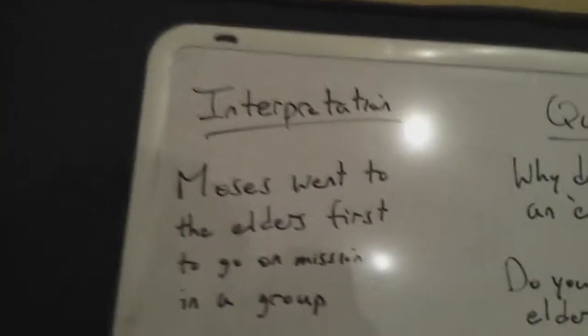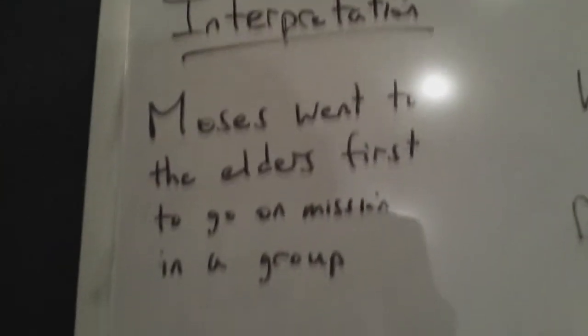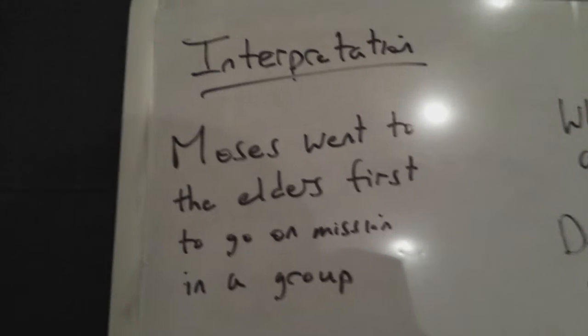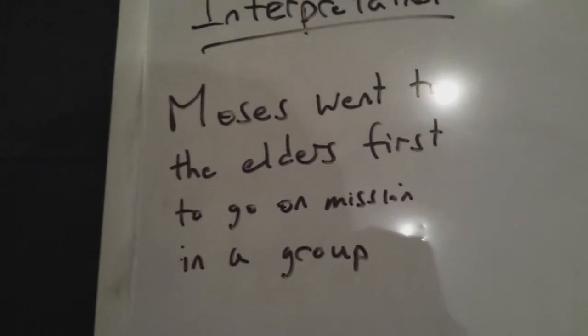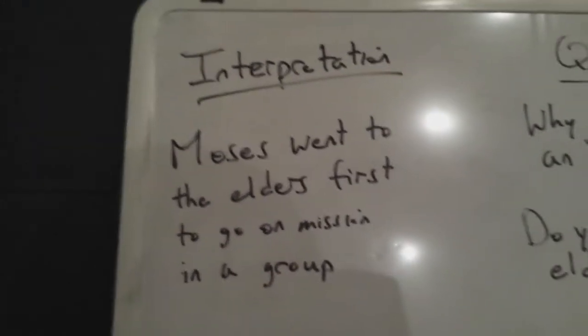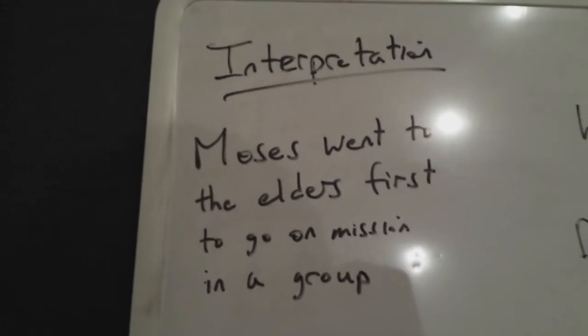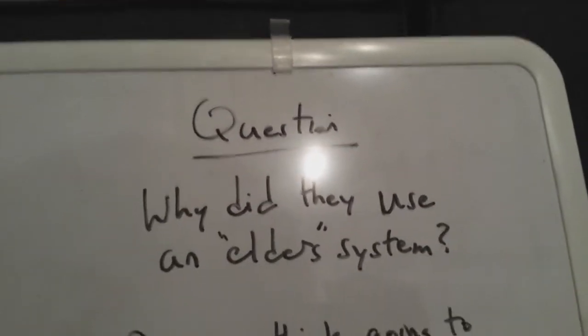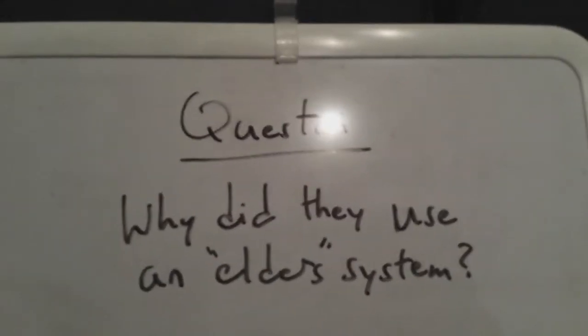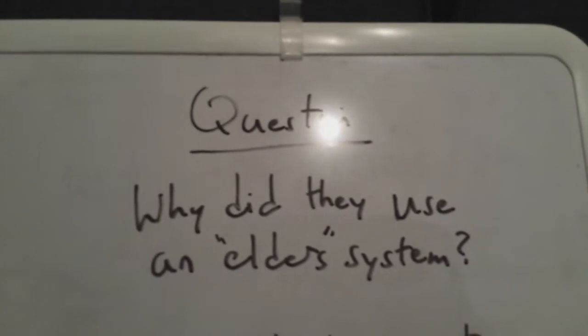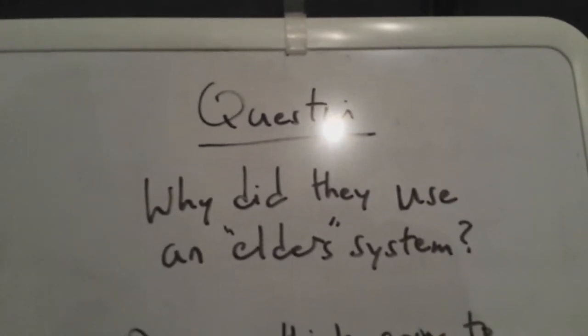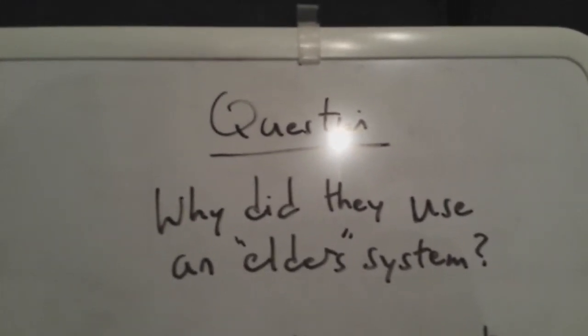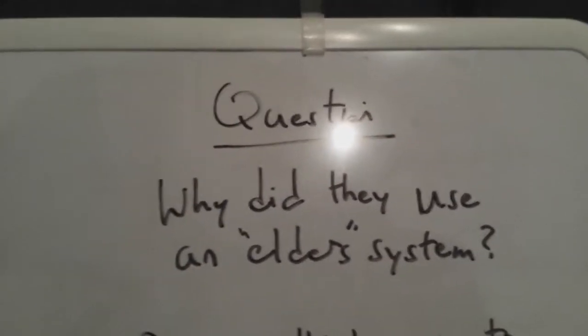So let's go back to our Oya. So let's see here. We've made it a good interpretation that Moses went to the elders first to go on mission as a group. So how do we create this into a good question for our Bible study? Well, I have a couple examples that are not so good. The first one is, why did they use an elder system? This question is not good because it's irrelevant. It derails the conversation, and it's just not very productive. Let's avoid irrelevant and derailing questions.